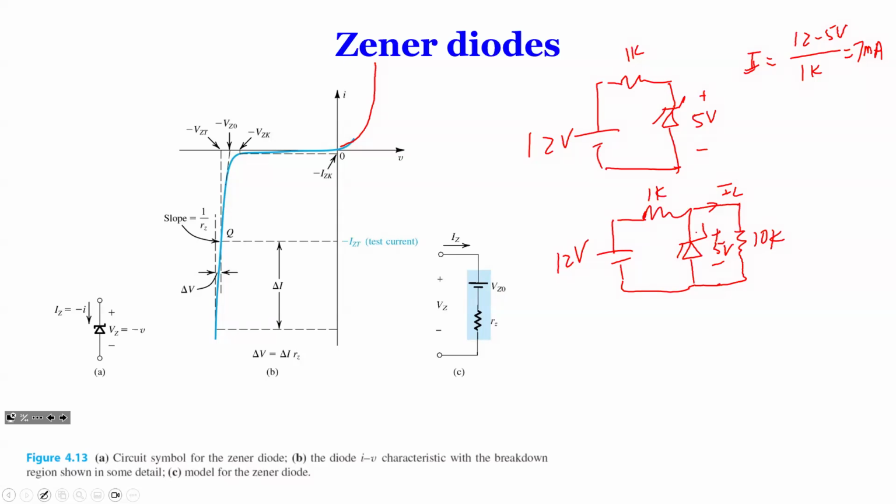So now you see what happens because the Zener diode dropped 5 volts. So you can still calculate I. Let's call it II, which means input voltage. It's going to be 12 minus 5 divided by 1K, which gives you 7 milliamps. And we can calculate IL. It's going to be 5 volts divided by 10K. That gives you 0.5 milliamps.